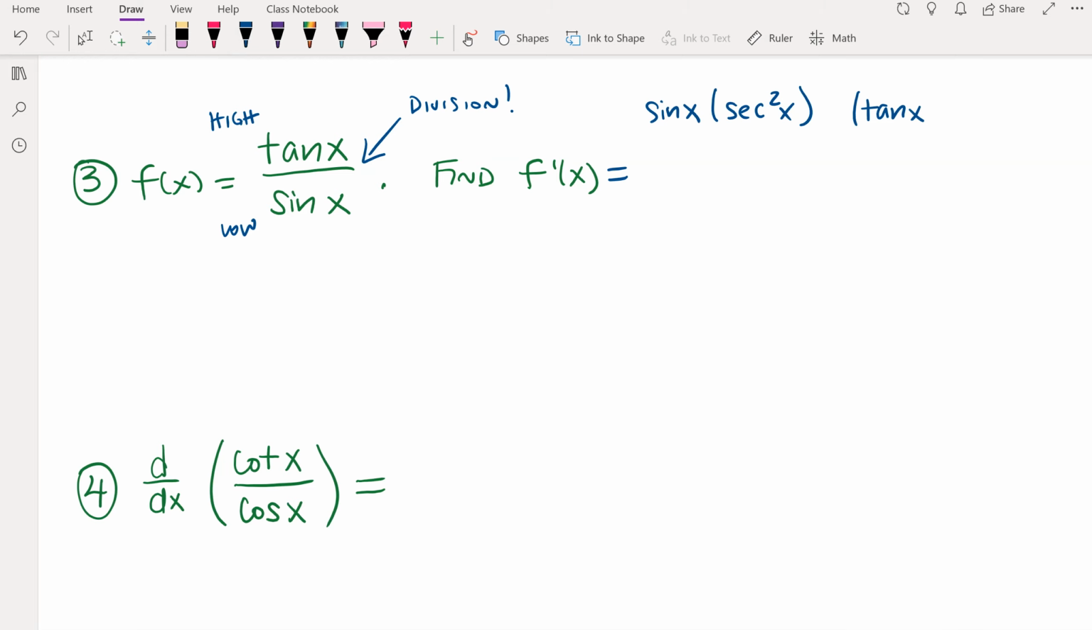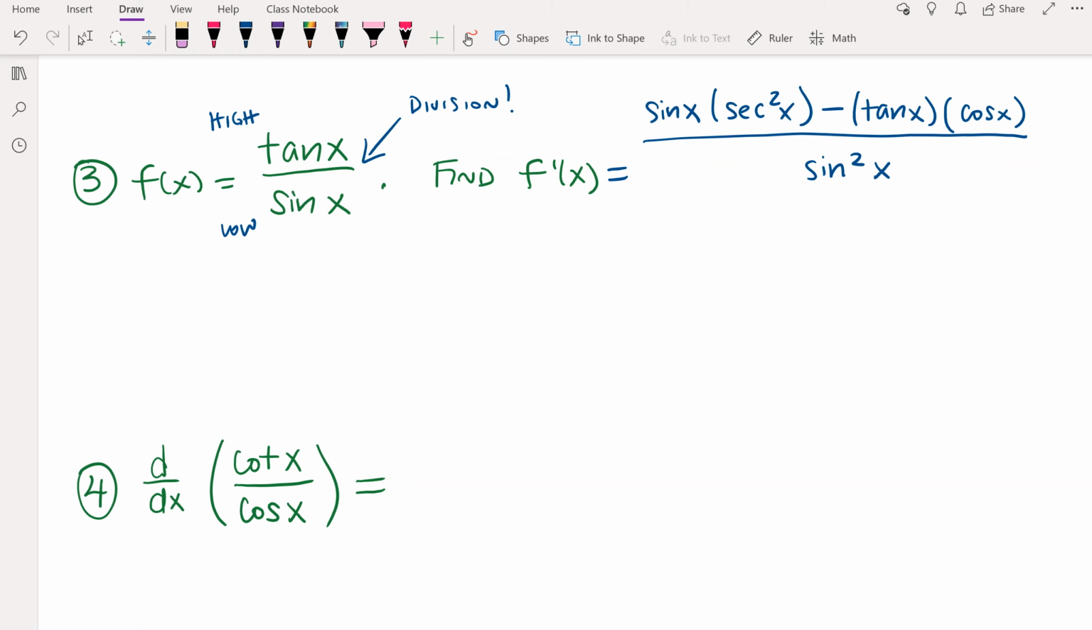Oh, sorry, minus low d high minus high times d low. So derivative of sine is cosine x, all over low, low, so low squared, that would be sine squared x. Cool, and there's our derivative. You try this one, and then we will do it together. Go.